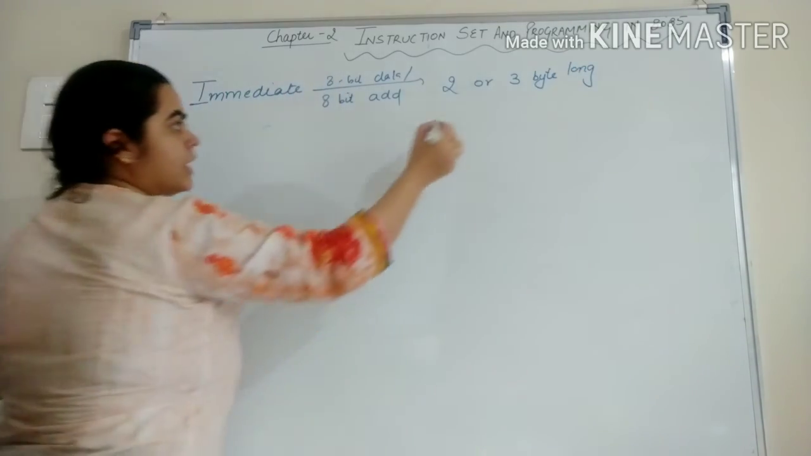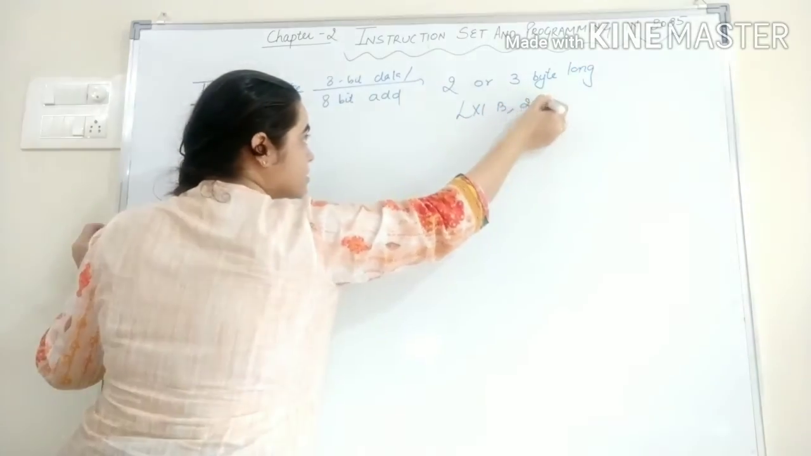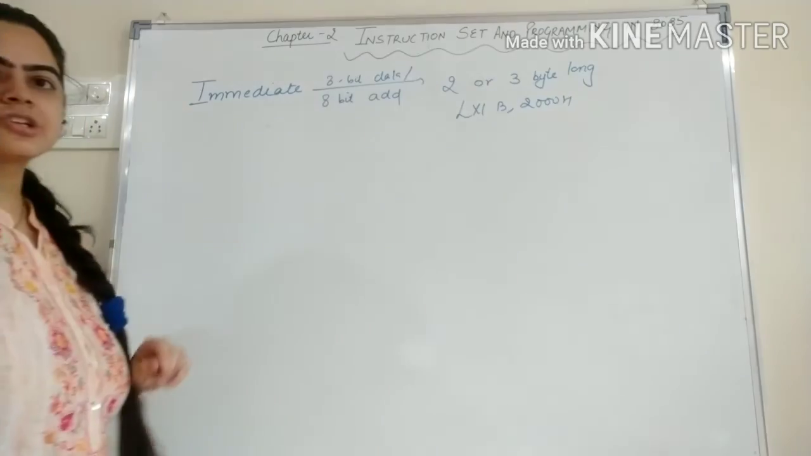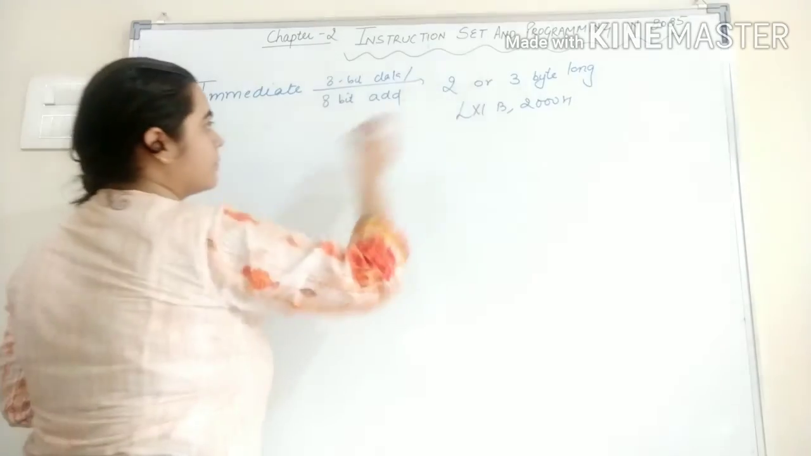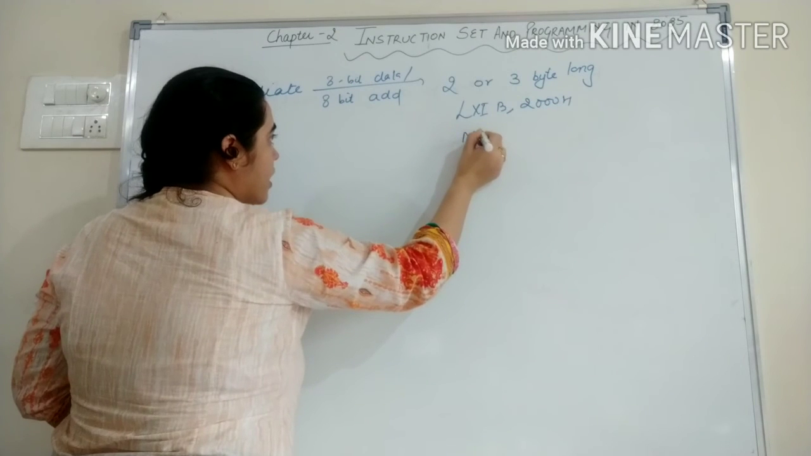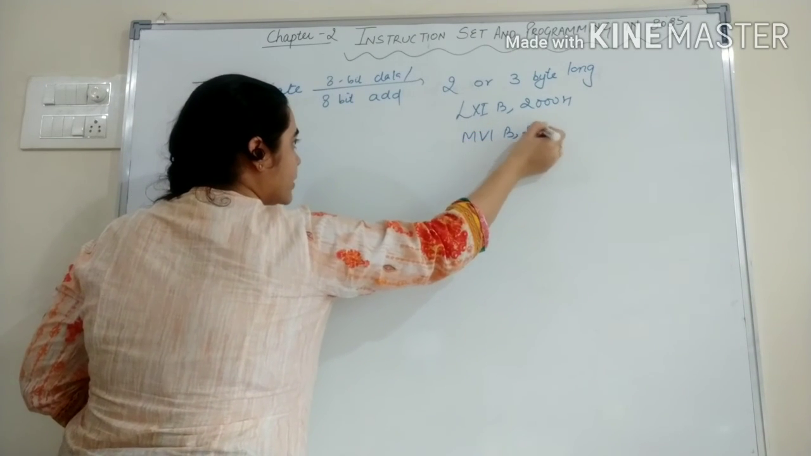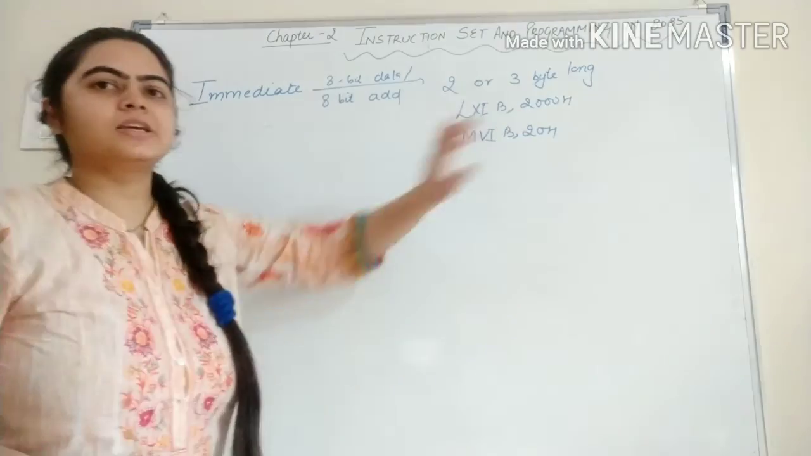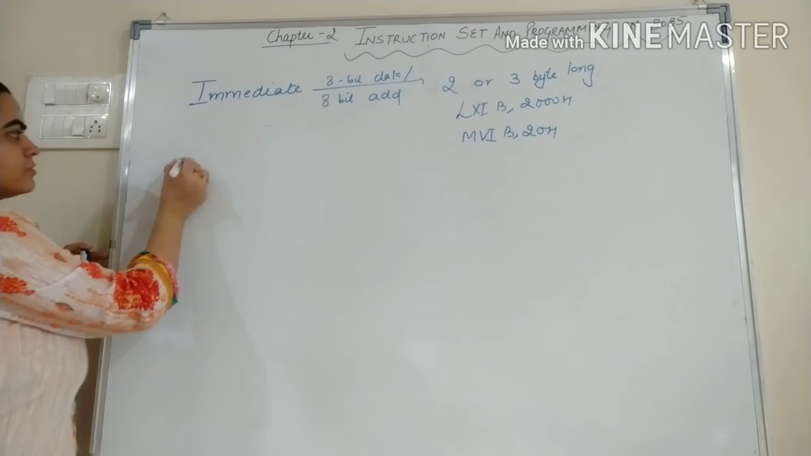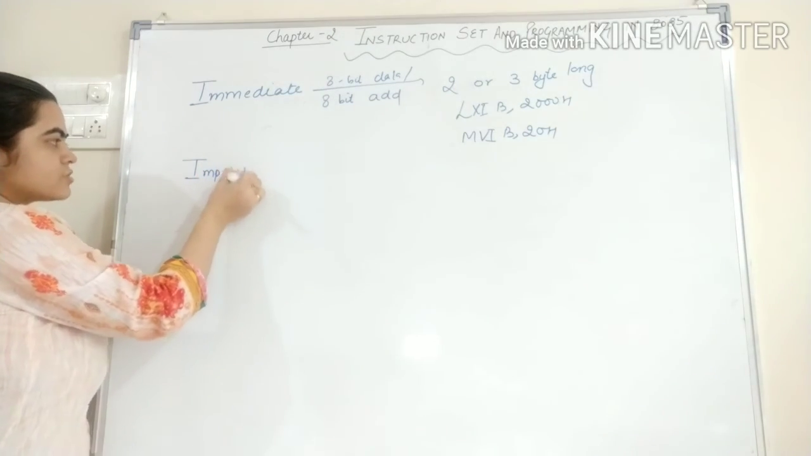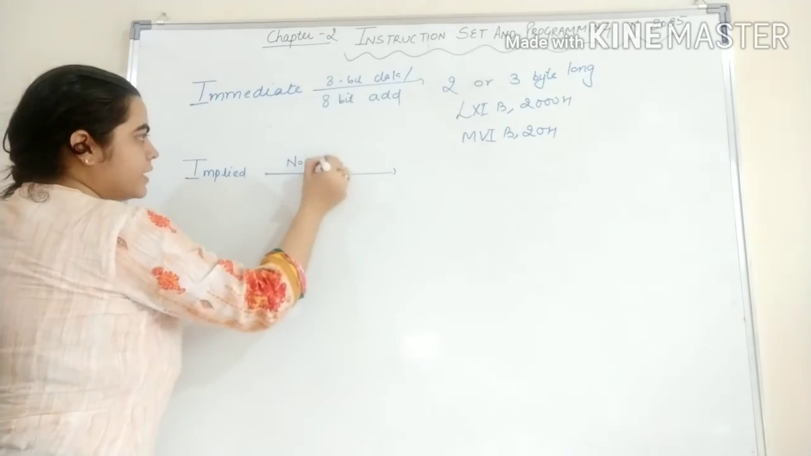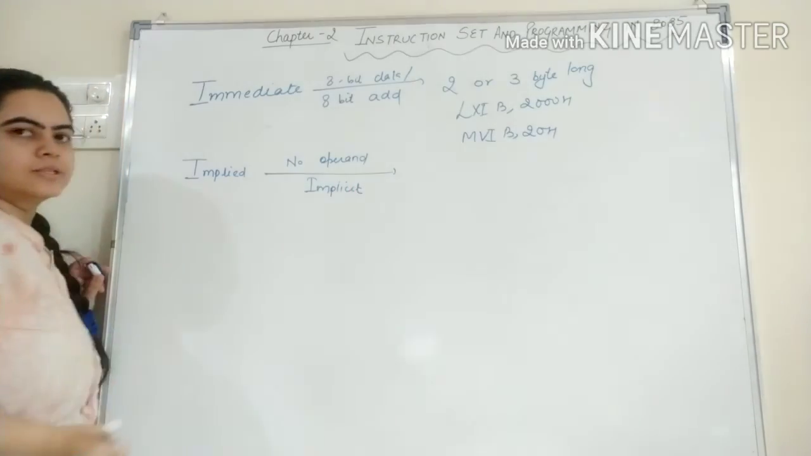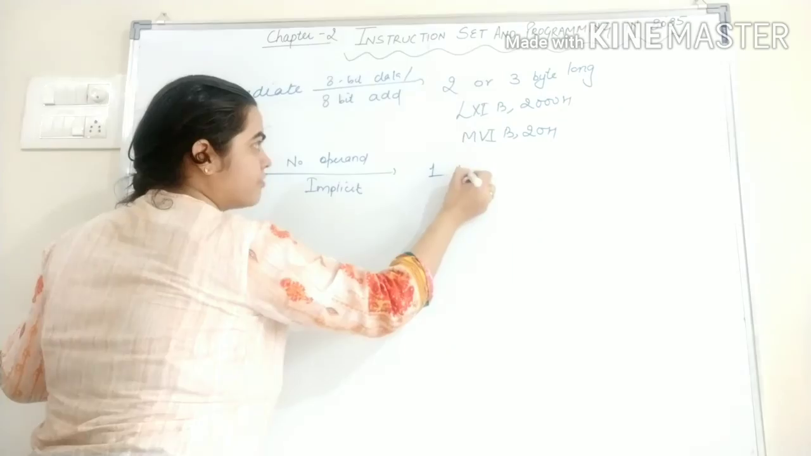For example LXI B, 2000H. Next example in case of immediate is MVI B, 20H. Again, in this the data is specified, that means this instruction is immediate and the data is given in the instruction. Next we have the implied addressing mode. In case of implied instructions, no operand is given in the instruction, the operand is implicit within the instruction. So implied instructions are 1 byte long.